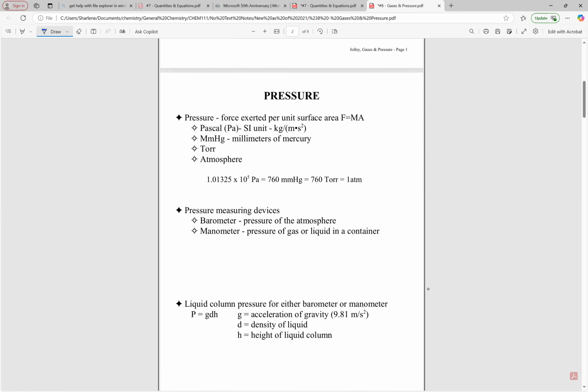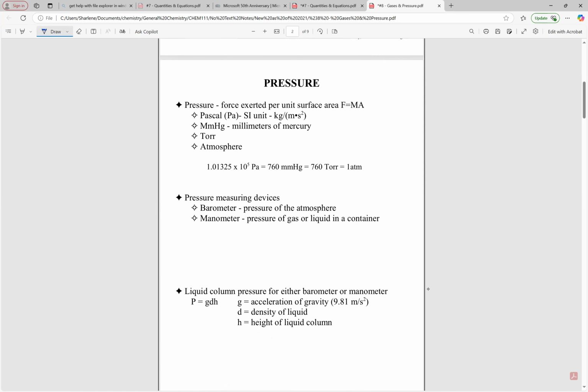All right, pressure. What in the world is pressure? Now, I know everybody has an idea of what pressure is, but generically, it's the force exerted per unit surface area. Force is equal to mass times acceleration. If we were in physics, that's what we would call it. We measure it, of course, in the SI unit of a Pascal, which is a kilogram per meter second squared. Commonly in lab, we use millimeters of mercury. Another very common one is the torr. And then there's even another one, the atmosphere.